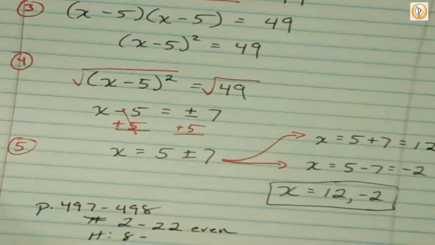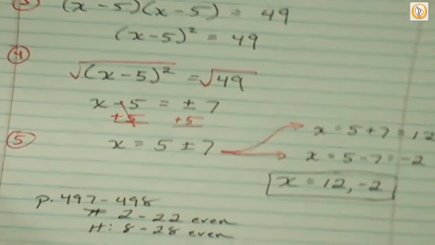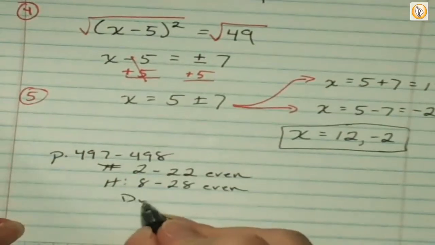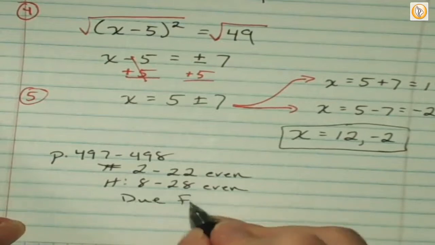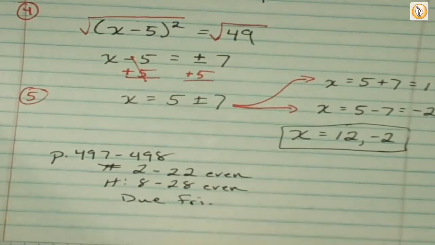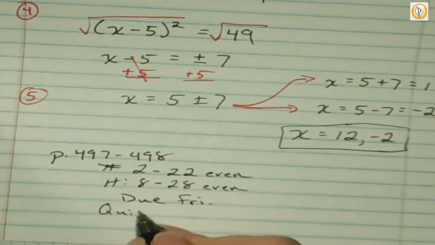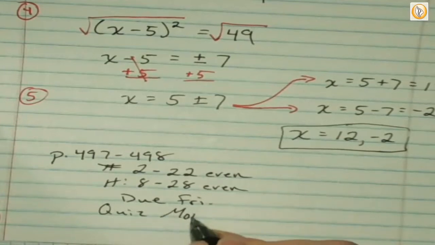8 through 28 even. 11 problems. It's due Friday. And your quiz on all three of these things is Monday. Roger.